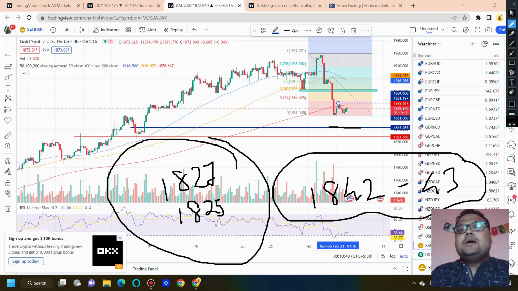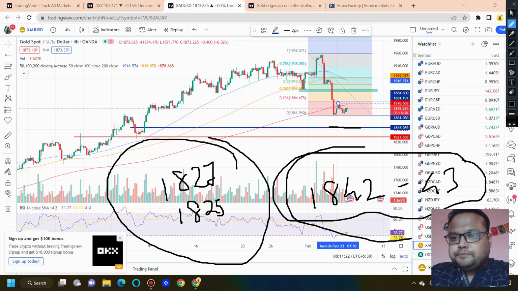See, 1860 to 1862 is also a support, but it is not a proper support. That is just a temporary support made by the market. In case during the day, listen to me carefully, the market comes to the support zone and bounces, you can go for a quick buy position. That is for day traders mostly, but that level does not have much strength. So in case the market starts falling, you will be looking for the next support, which will be around 1842-43.